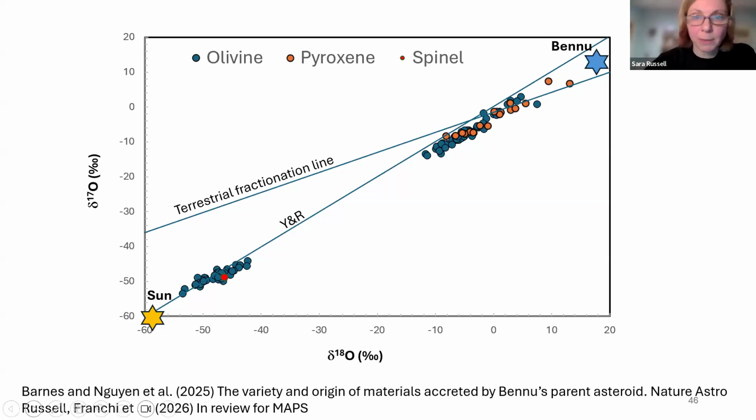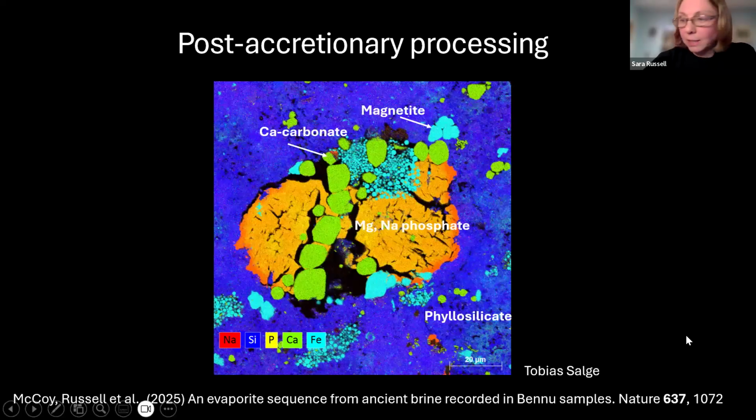Because there's such a huge span in oxygen isotopes of the original material accreted. Okay, so now I'm going to slightly change track and talk a little bit about what happened after accretion, the post-accretion reprocessing. And this is work that, again, is already published, the references at the bottom.